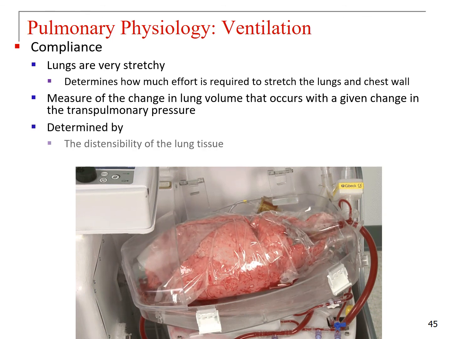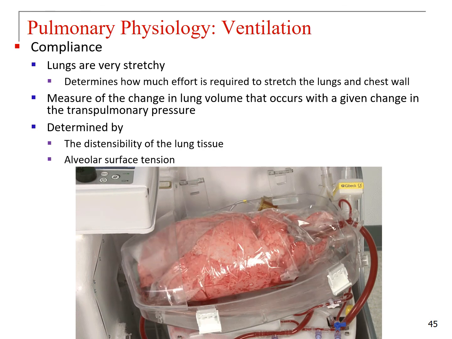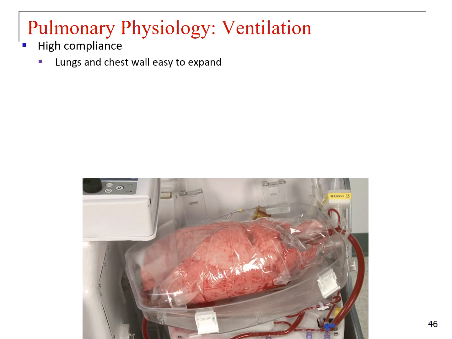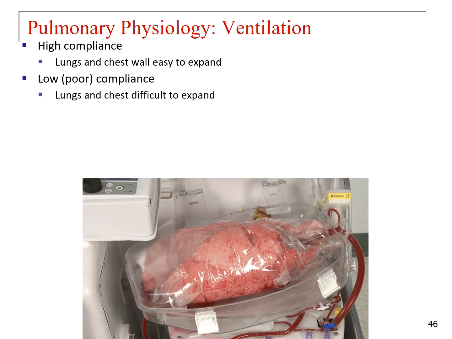This gets determined by the distensibility of the lung tissue, so how much can it stretch out, and by alveolar surface tension. So the makeup of your lung tissue and how much surface tension is there, these play into compliance. Okay, so a high compliance means that the lungs and the chest wall are easy to expand. Low or poor compliance means that the lungs and the chest wall are difficult to expand.